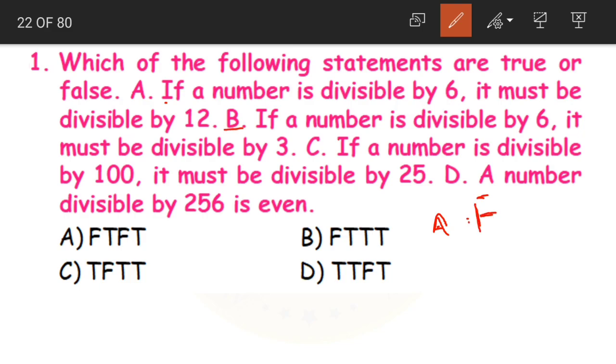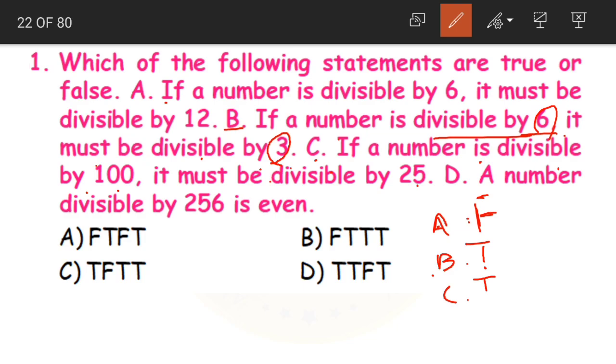Coming to B, if a number is divisible by 6, it must be divisible by 3. Yes, B is true. If you remember the divisibility rule for 6, it should be divisible by both 3 and 2. That is only when the number becomes divisible by 6. So B is true here. Next, statement C. If a number is divisible by 100, then it must be divisible by 25. Option C is also true.